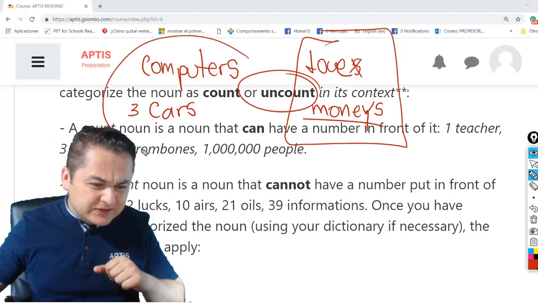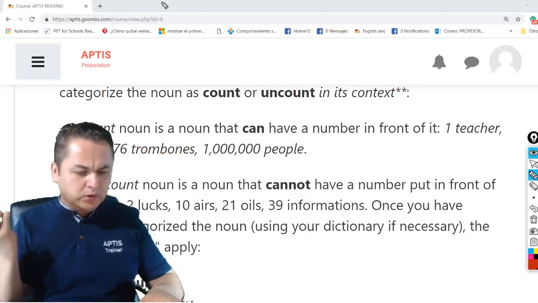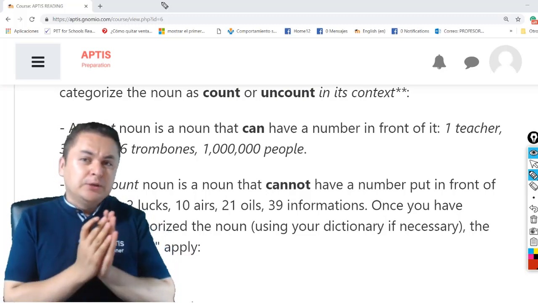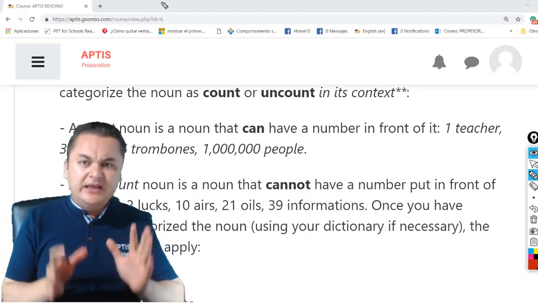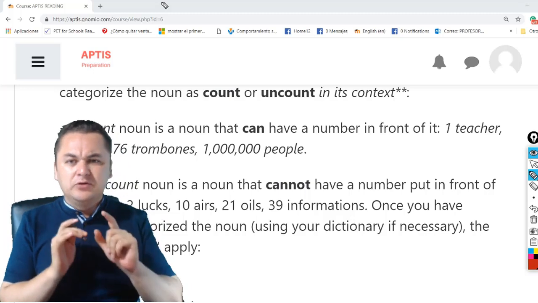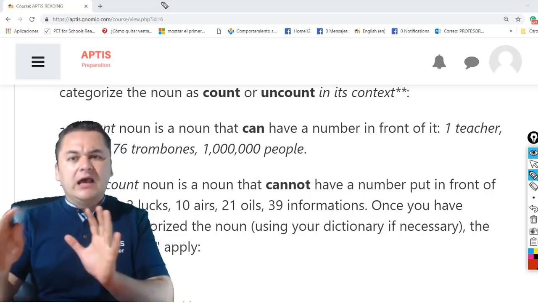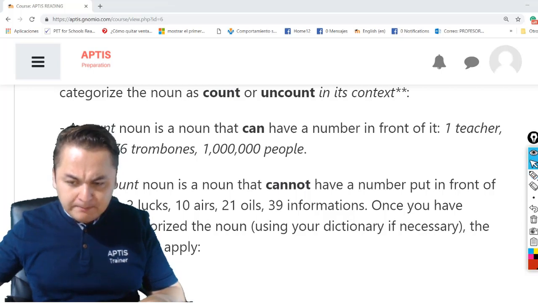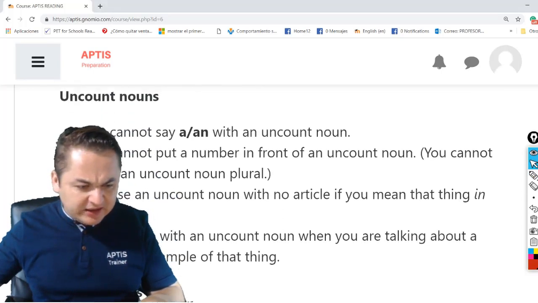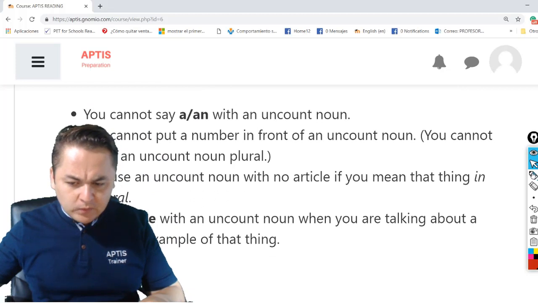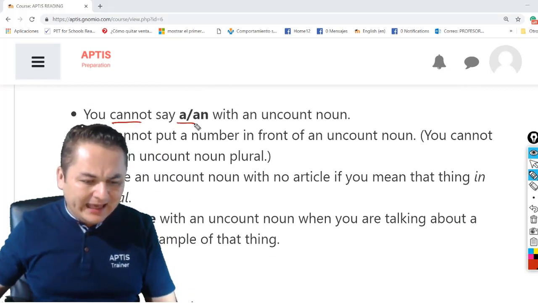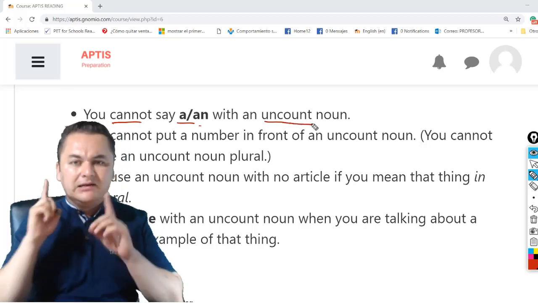The other case is this one. If I add an S to a word and it would still make sense, like this would be a plural of the word, then the word would be a countable, you can say count noun, which is the one we're going to use here. So making that difference clear, we can start by saying that you cannot say a or an with an uncount noun.